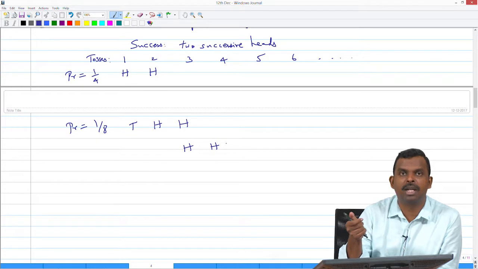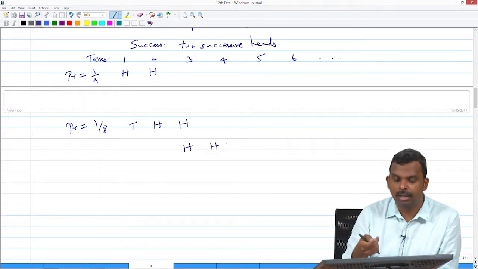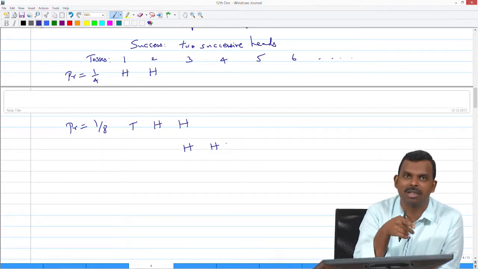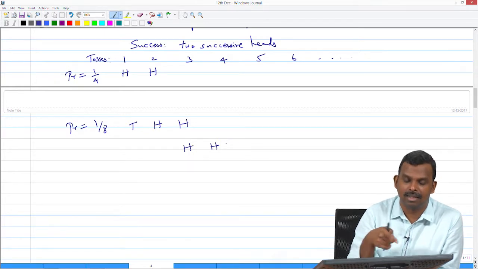First 2 should be heads, so you will stop at the second toss. What is the probability you will stop at the third toss? Second and third must be heads, and you should not have the first also as heads, because then you would have stopped at the second one, right. So, this is THH and that would be 1 by 8.